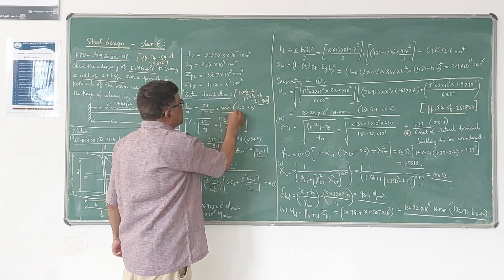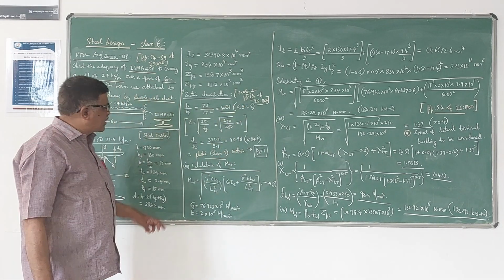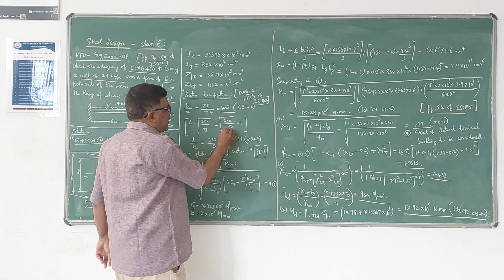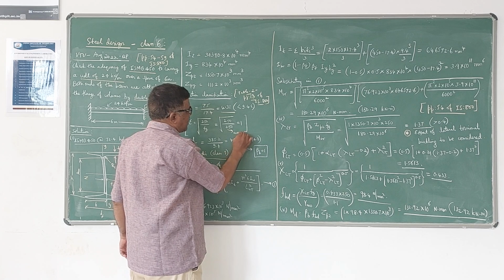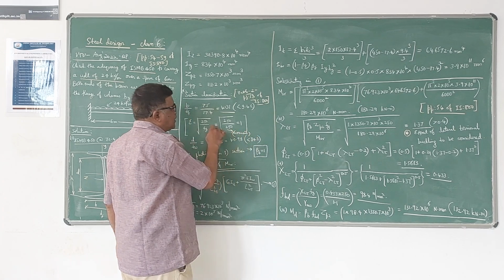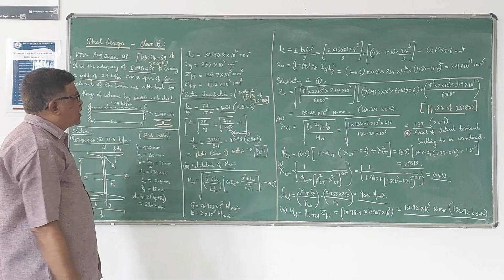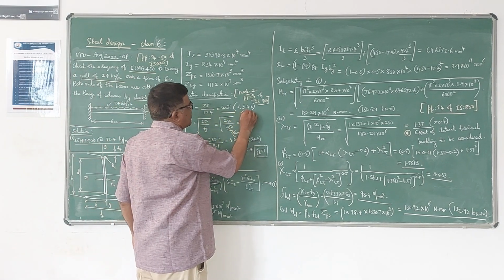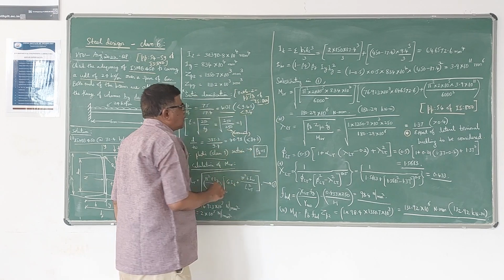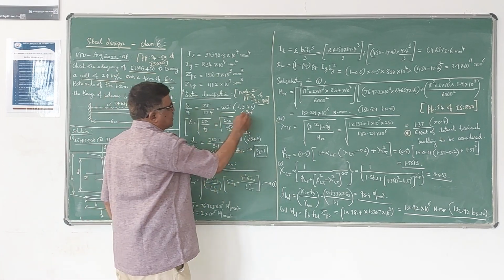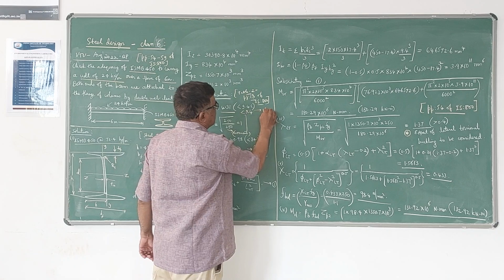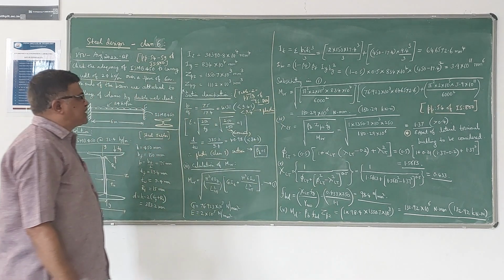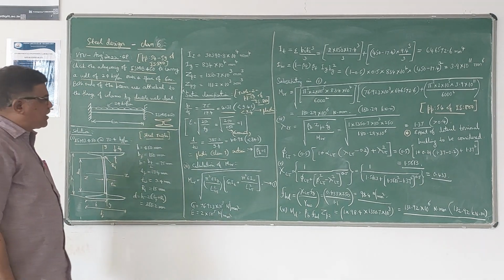So you can observe that this is less than 9.4 epsilon. Epsilon here is the root of 250 by fy. We will assume 250 for fy if it is not given, so its value becomes 1. So therefore 4.31 is less than 9.4, epsilon is 1 here. So that means it is a plastic section. You can observe from the table that if this value of b by tf is less than 9.4 epsilon, it is a plastic section.